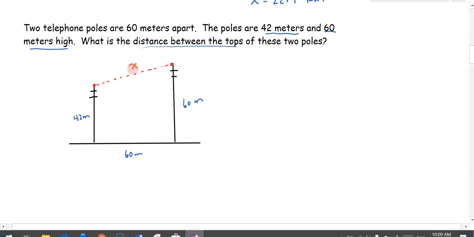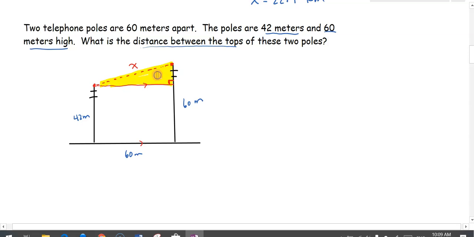So that's not a right triangle. I need to figure out how I can create a right triangle that includes that red line. What I could do is extend a line across here, parallel. See how those are parallel? Parallel to the ground. And you see now I have this right triangle.